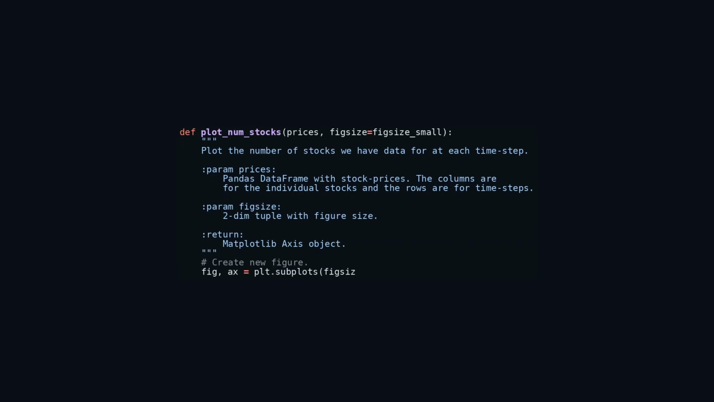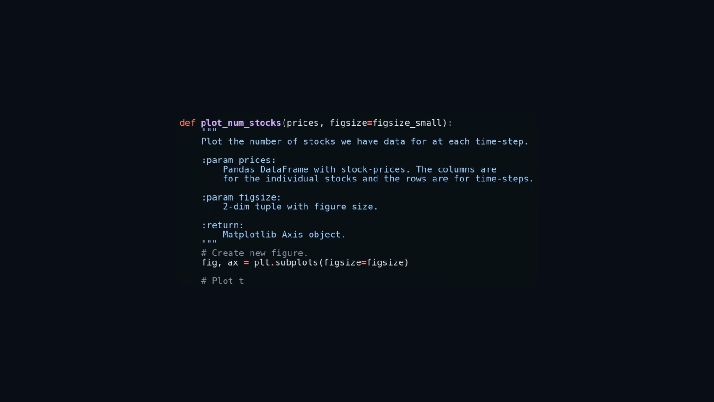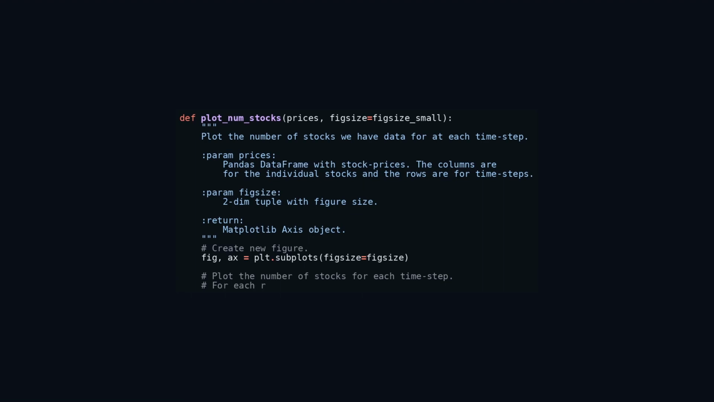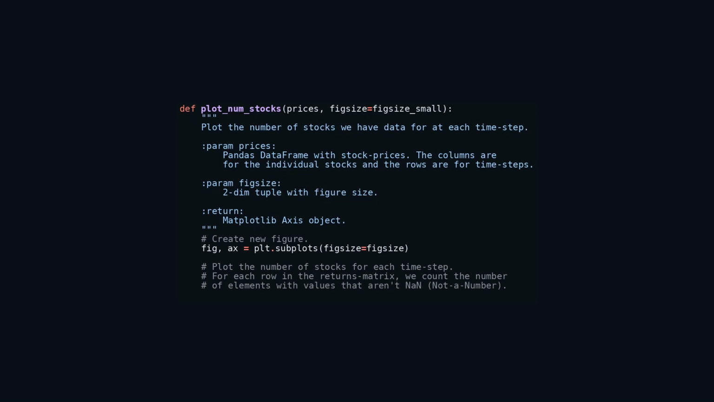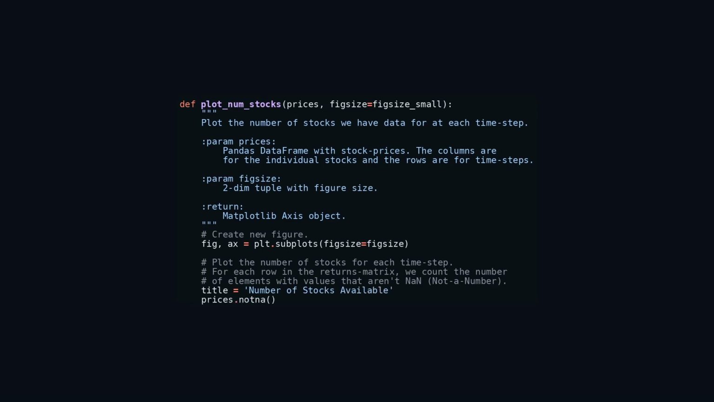This number is plotted on the axis, with the y-axis representing the number of stocks and the x-axis representing the time steps. The function sets the y-axis label as number of stocks and adjusts the padding of the figure to ensure all elements fit properly. Additionally, it saves the generated plot as a PNG file using the provided file path and title. Finally, the function returns the figure object.